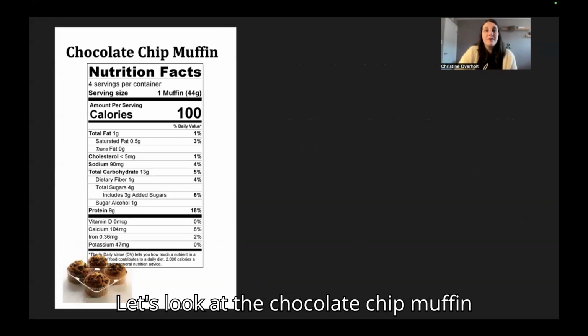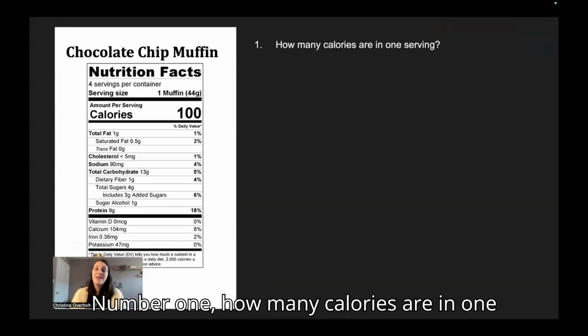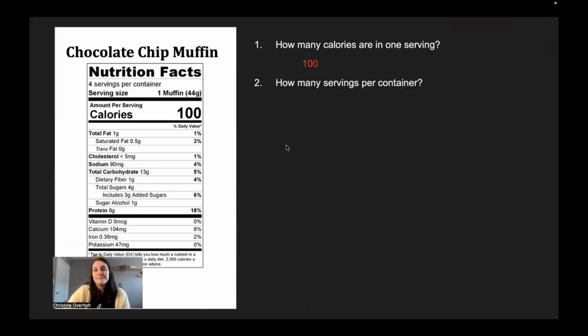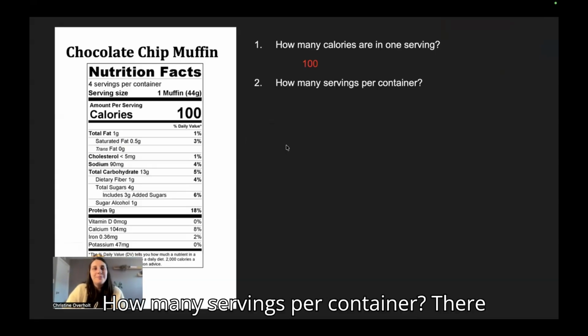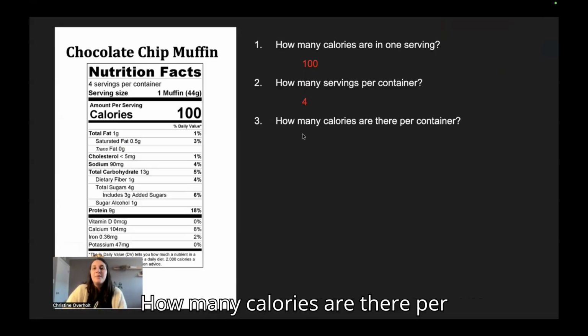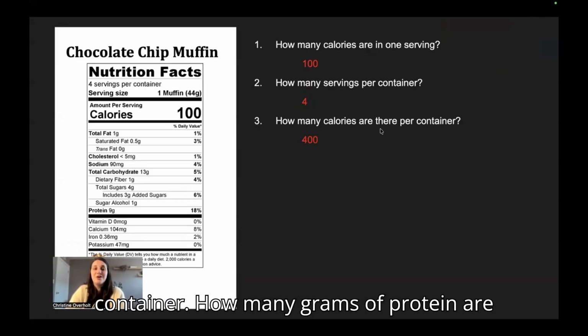Let's look at the chocolate chip muffin example. Number 1, how many calories are in 1 serving? There are 100 calories in 1 serving. How many servings per container? There are 4 servings per container. How many calories are there per container? There are 400 calories per container.